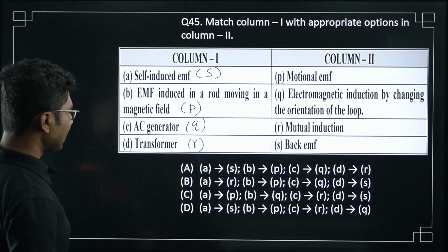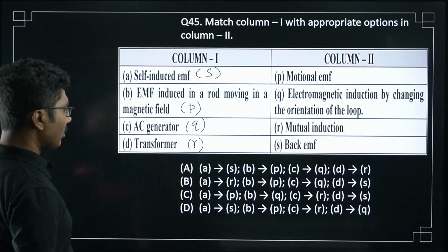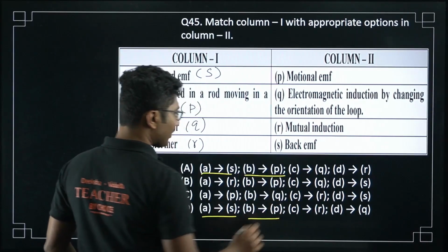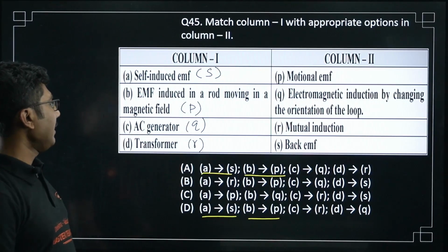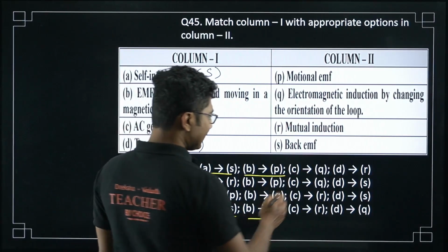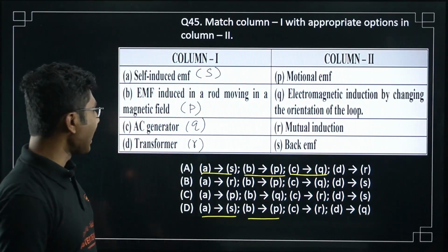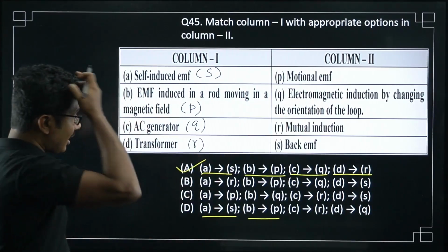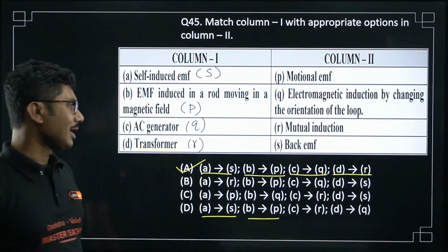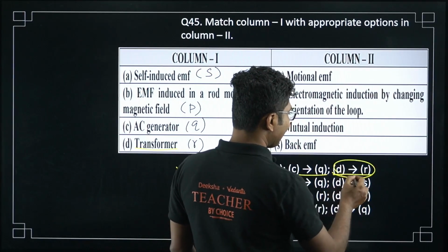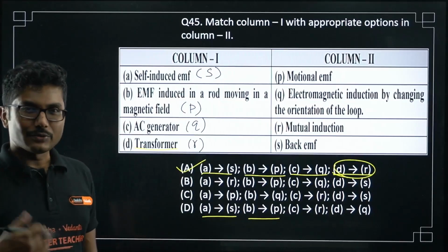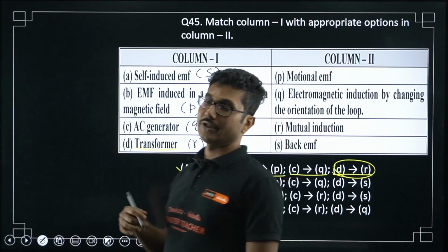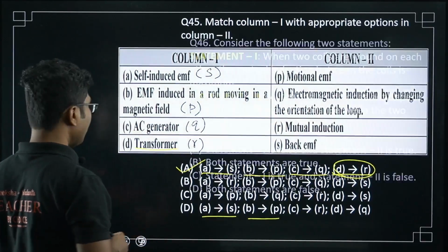So A with S, B with P. If you see, both of them have A with S and B with P, so the first two matches are the same for both cases. Now AC generator, C is Q in this case, and D is R in this case. So option A is correct. Now if you do the last match first, that is transformer, D with R, then definitely there is only one match possible. So that is another way to do it. Even if you don't know anything, if you know that transformer works under the principle of mutual inductance, you can still answer this question without any thought.